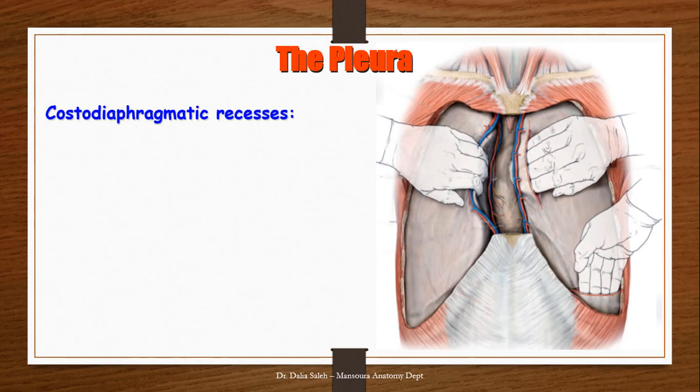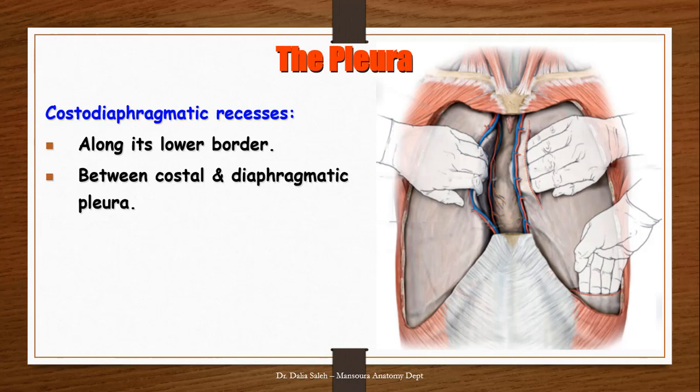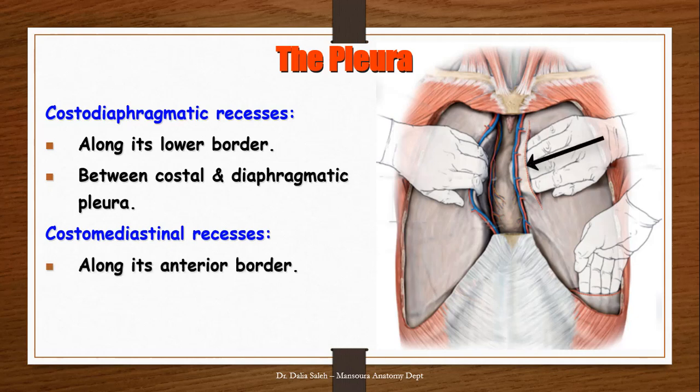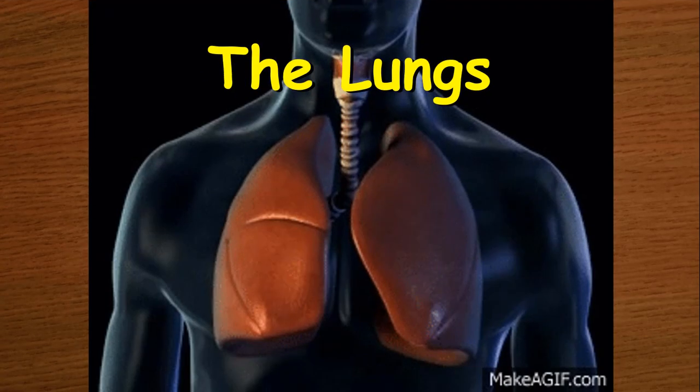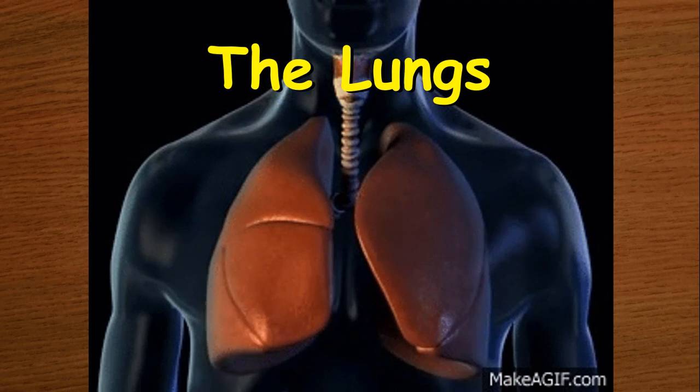Then we have what is called recesses. We have the costodiaphragmatic recess. It lies along the lower border of the parietal pleura, where the costal pleura reflects to form the diaphragmatic pleura. Another recess found here is called the costomediastinal recess. It lies along the anterior border of the pleura, where the costal pleura reflects to become the mediastinal pleura.